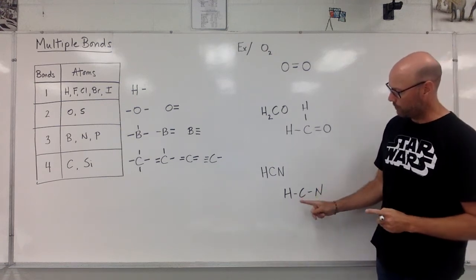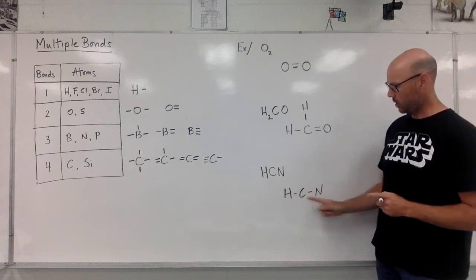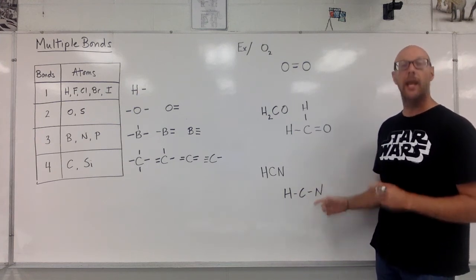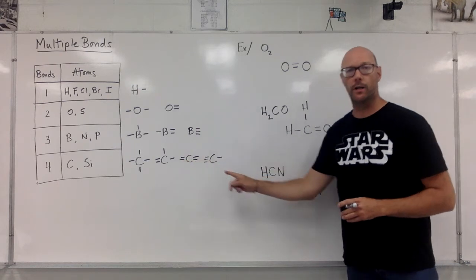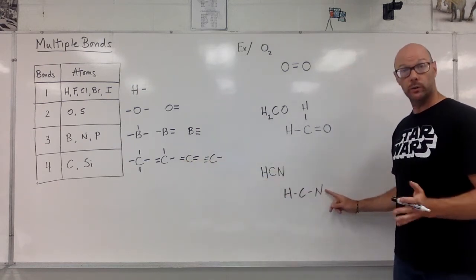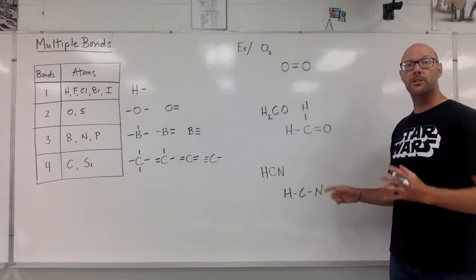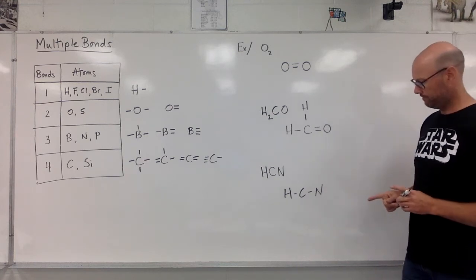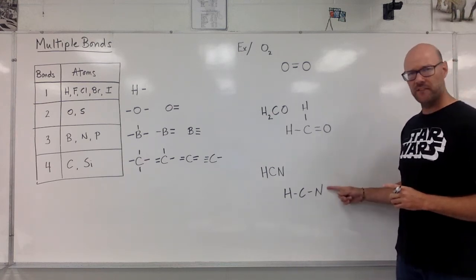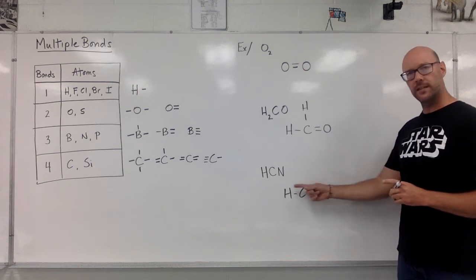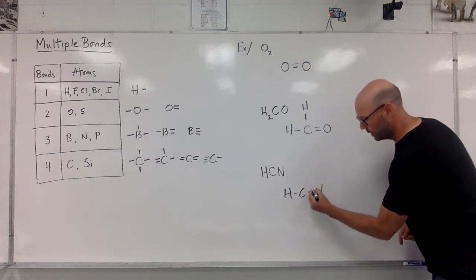Hydrogen's supposed to have 1 bond, which this one does. Oh, this carbon only has 2 bonds. It must have 4 bonds. Nitrogen here only has 1 bond as well. Nitrogen must have 3 bonds. There's only one way that they can go. So then I might go like this.